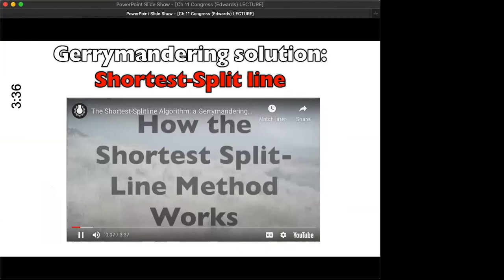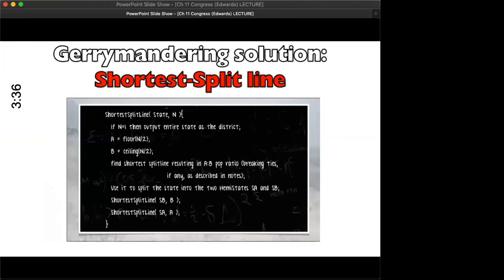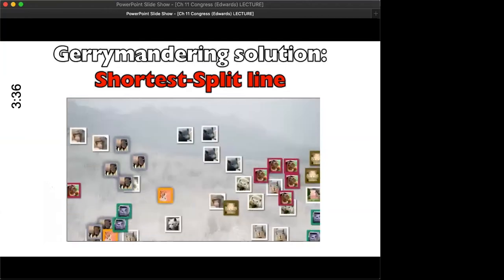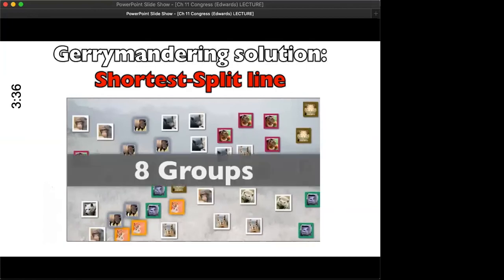But it's a very interesting way of dividing up voters into boundaries, into different districts. So I wanted to spend a little bit more time going into depth with it here. So this is the sample population I used in the main gerrymandering video. There are about 40 voters here, and I wanted to divide them up into 8 different groups.